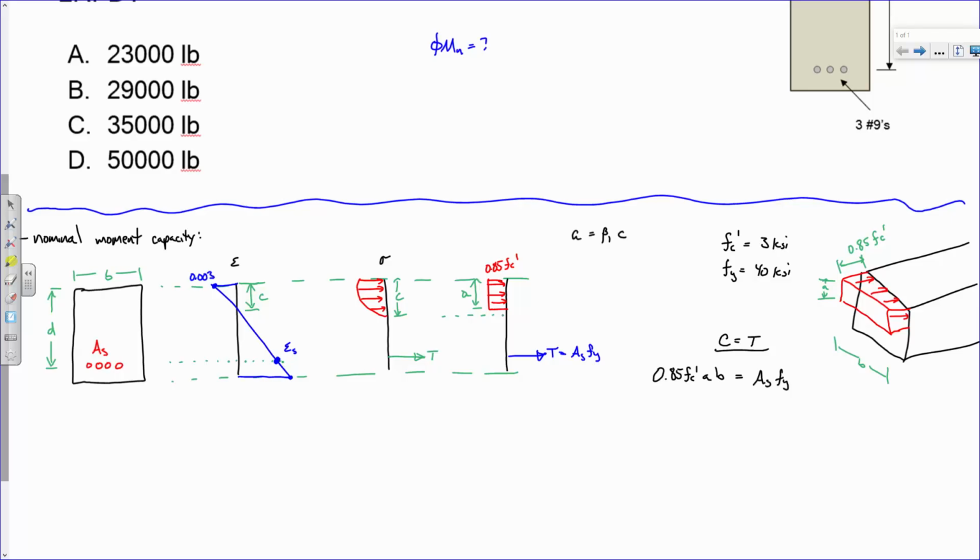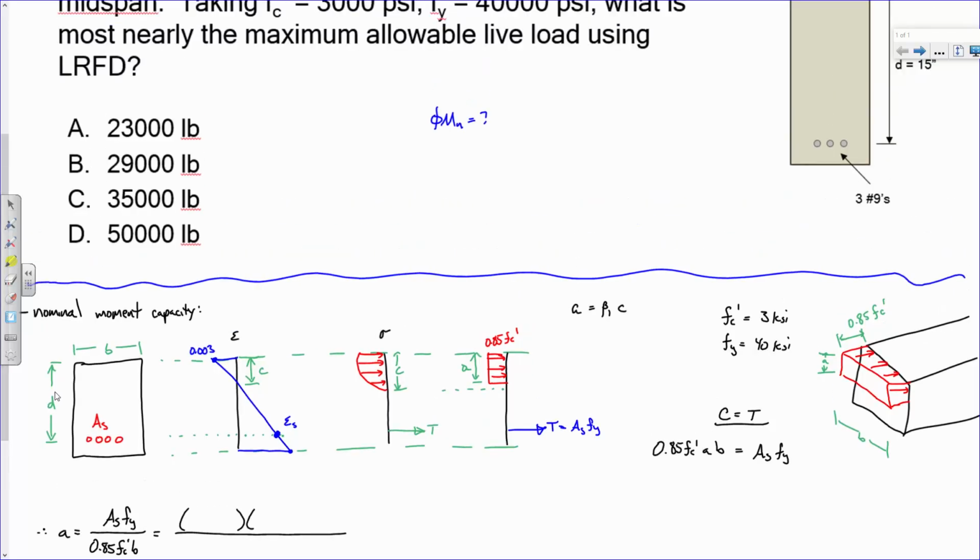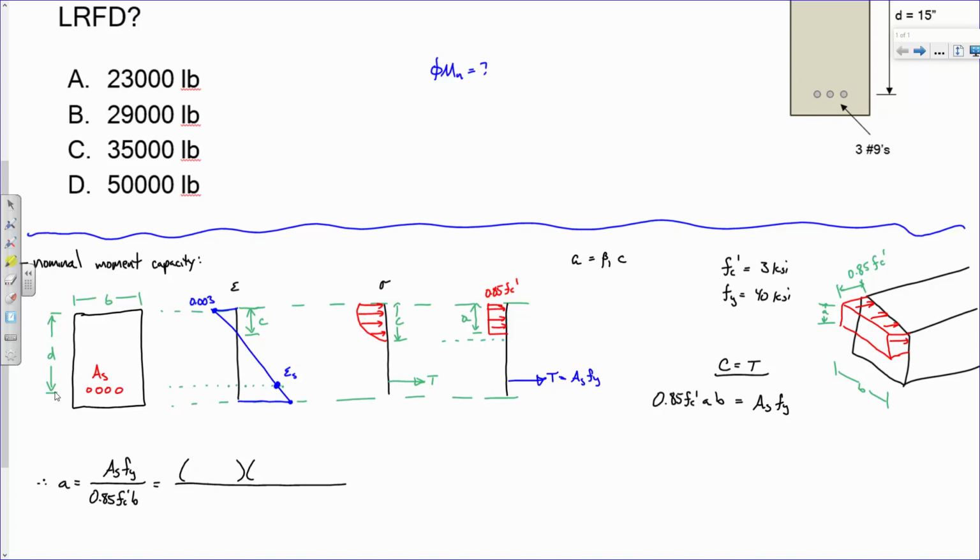So if we look at this equation, what do we not know? a. We don't know a. Exactly right. That's the depth of the stress block. So a is As Fy divided by 0.85 f'c b. And so, let's see. What do we know? Well, what's going on with the area of steel? There are 3 number 9s. Everybody remember what the cross-sectional area of a number 9 is? 1 square inch. It's a rebar that has an area of 1 square inch. So 3 number 9s have an area of 3 square inches.